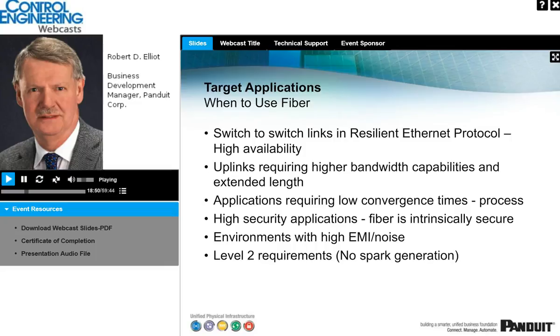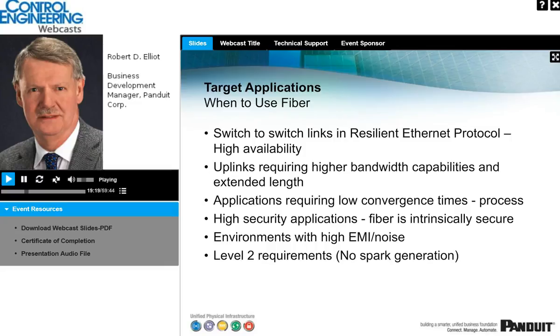So when do we want to think about using fiber? Some of the areas where we would want to use it is the switch-to-switch links in resilient Ethernet protocol. We've already mentioned this, and that allows us to get very high availability. Uplinks, of course, that go along those pathways that require higher bandwidth capabilities, and especially extended lengths.